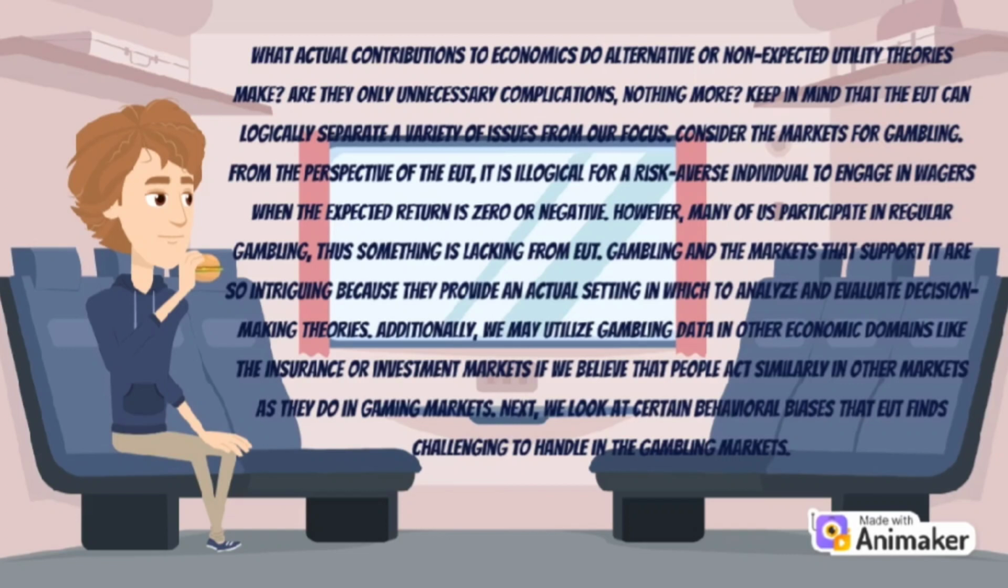However, many of us participate in regular gambling, thus something is lacking from EUT. Gambling and the markets that support it are so intriguing because they provide an actual setting in which to analyze and evaluate decision-making theories. Additionally, we may utilize gambling data in other economic domains like the insurance or investment markets if we believe that people act similarly in other markets as they do in the gaming market. Next, we look at certain behavioral biases that the EUT finds challenging to handle in the gambling markets.